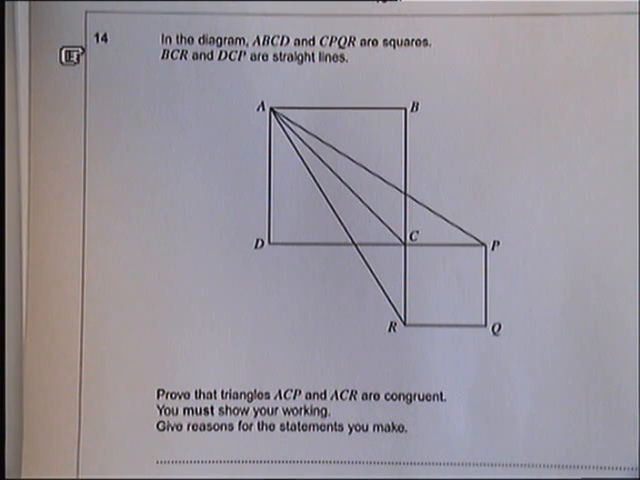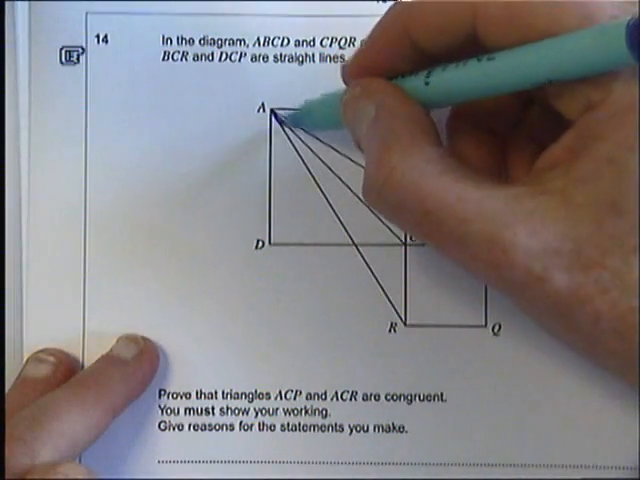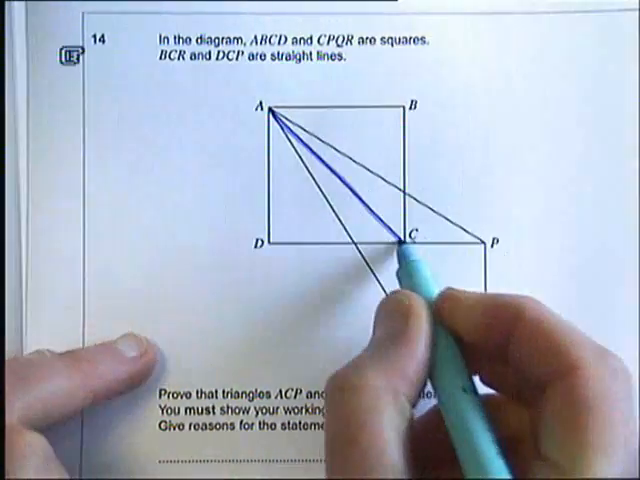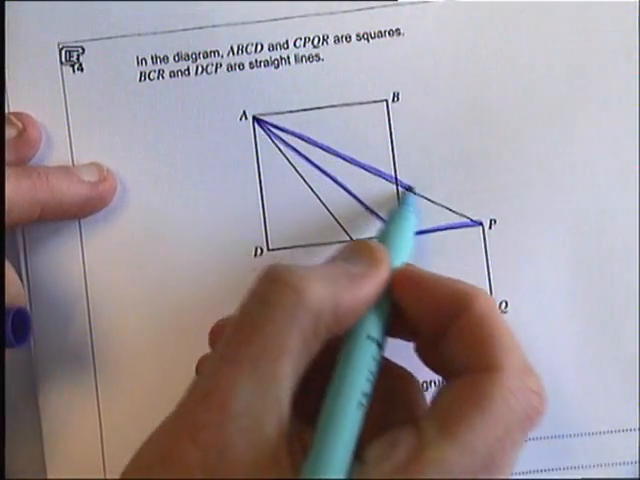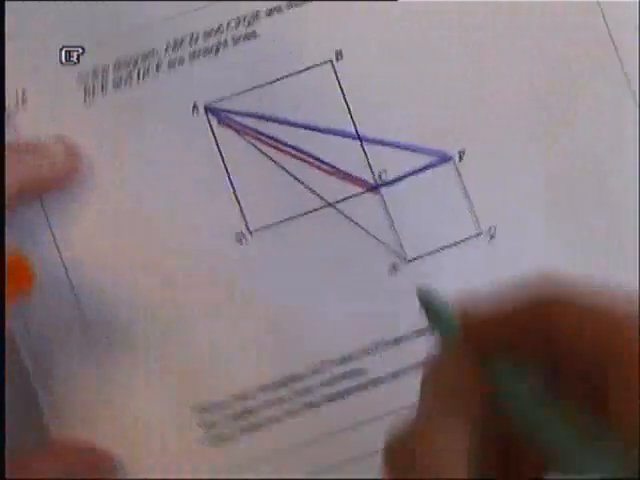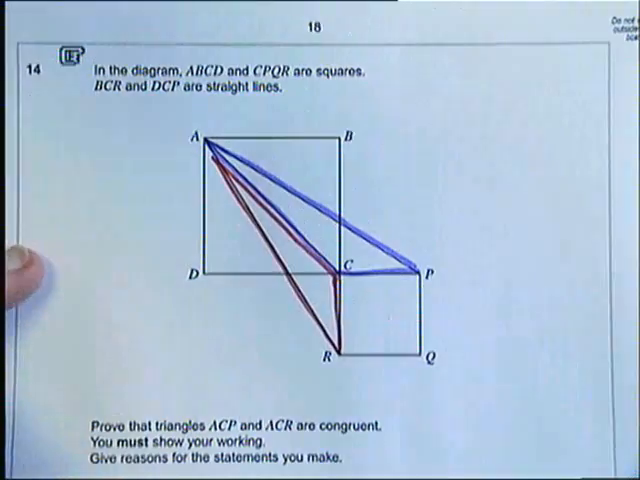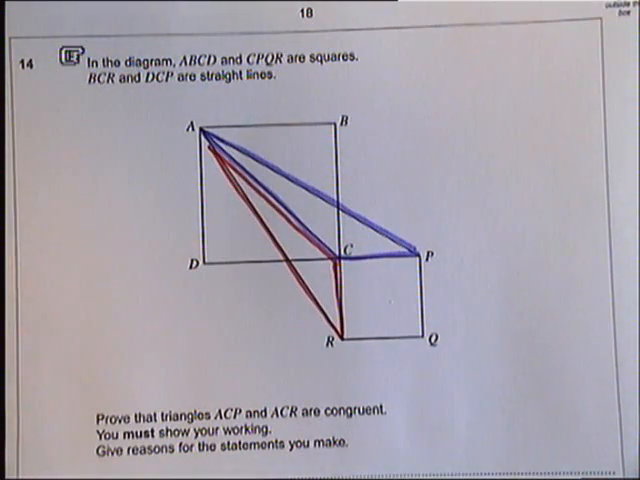Triangles ACP. Now it's not very easy to see what we're talking about unless we draw these triangles in. Triangle ACP is this triangle here. The other triangle they're talking about is triangle ACR, which, if I spin this around to make it a bit easier, is this triangle here. So we've got to show those two triangles are congruent. Now you do need to learn the conditions for congruent triangles.